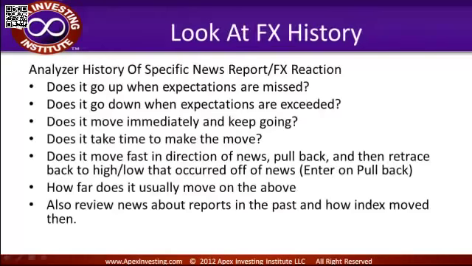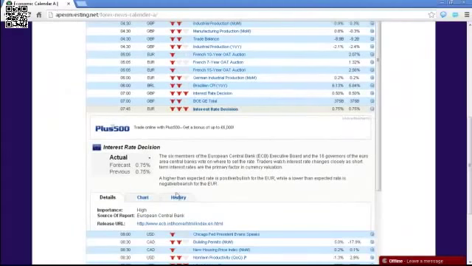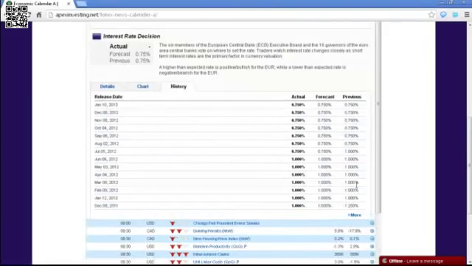Now, one of the things I mentioned was looking at the FX history. You can go in and look at history right here. Like I said, just click on any one of the announcements and you can click history right there. And you can look at additional history. And here's the big advantage: what happened when they met the expectation? What happens when they didn't meet the expectation? If it was better than last time, worse than last time, if they lowered the rate, raised the rate, whatever the difference is, you want to look at that.